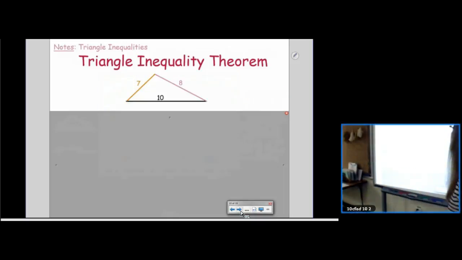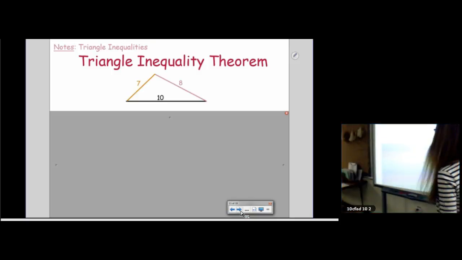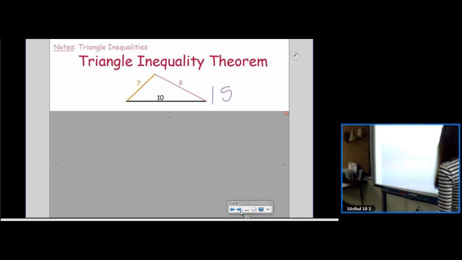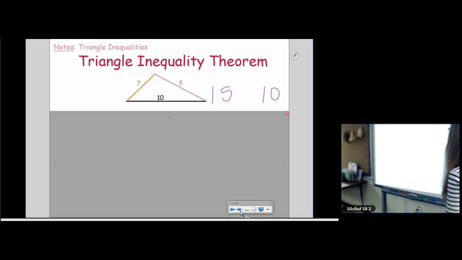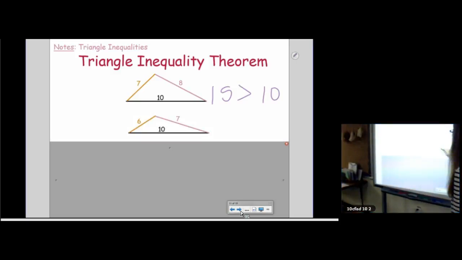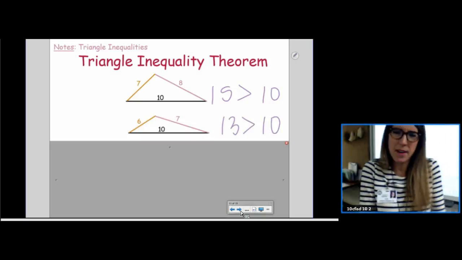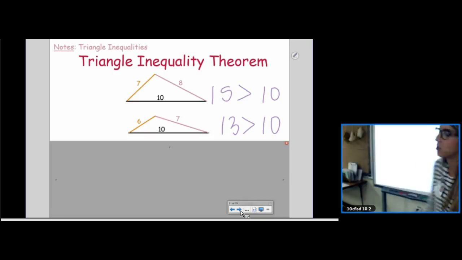All right, let's look at that in a little bit different of a light. Take a look at this triangle. I'm going to add up the two sides, and I'm going to compare it to the third side. 15 is greater than 10. Everyone agrees, right? Let's do it again. 13 is greater than 10, but my triangle got shorter, but okay, it's still a triangle. Awesome.